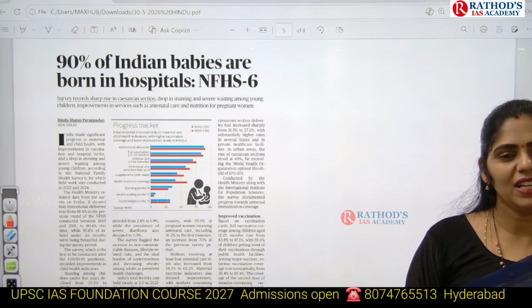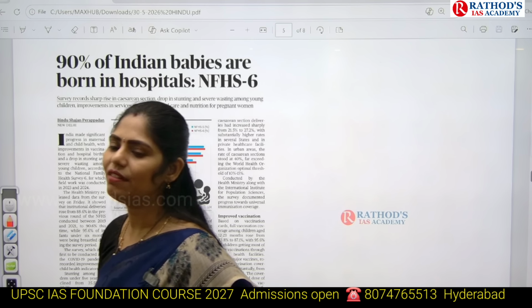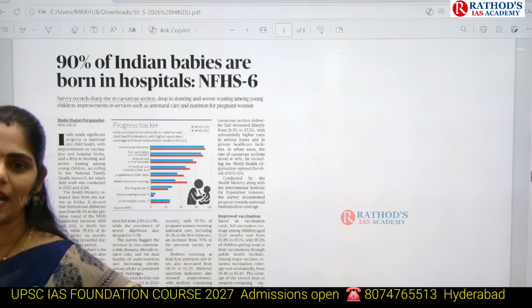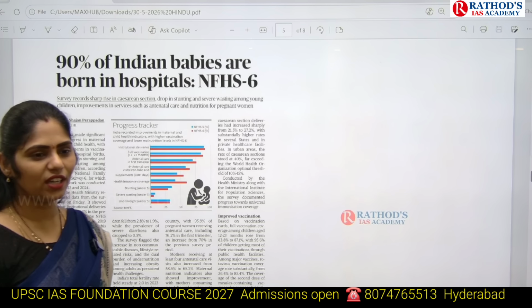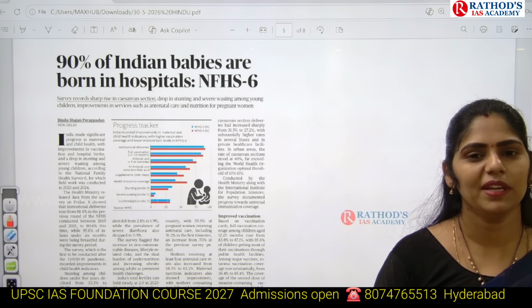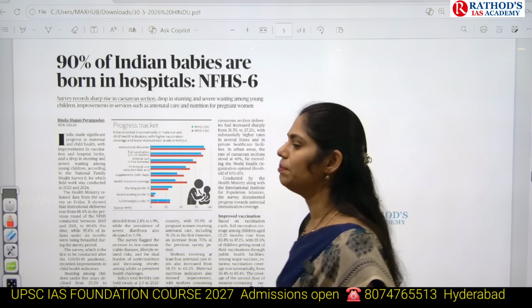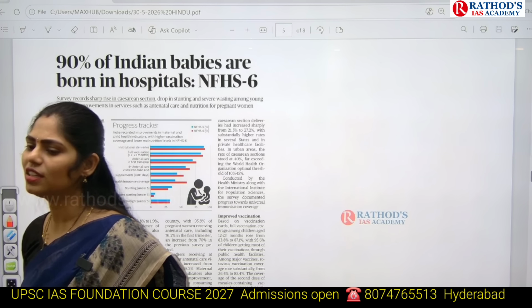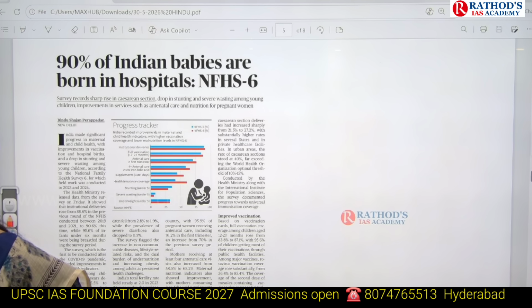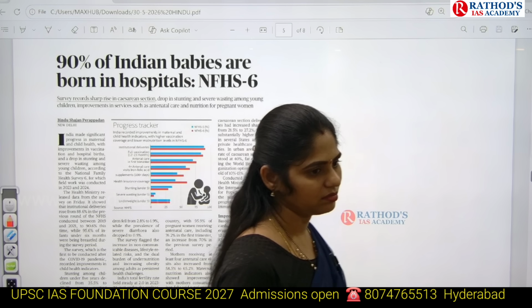And even nowadays, there are increased transportation facilities in rural areas, and even the availability of ambulances has increased. We have 108. Yes, so if you are giving this kind of awareness about ambulances, about schemes, obviously there will be an increase in institutional deliveries. And now you guys tell me, what is the impact? If institutional deliveries are increasing, why do we need to bother? Do we have any good impact or bad impact?